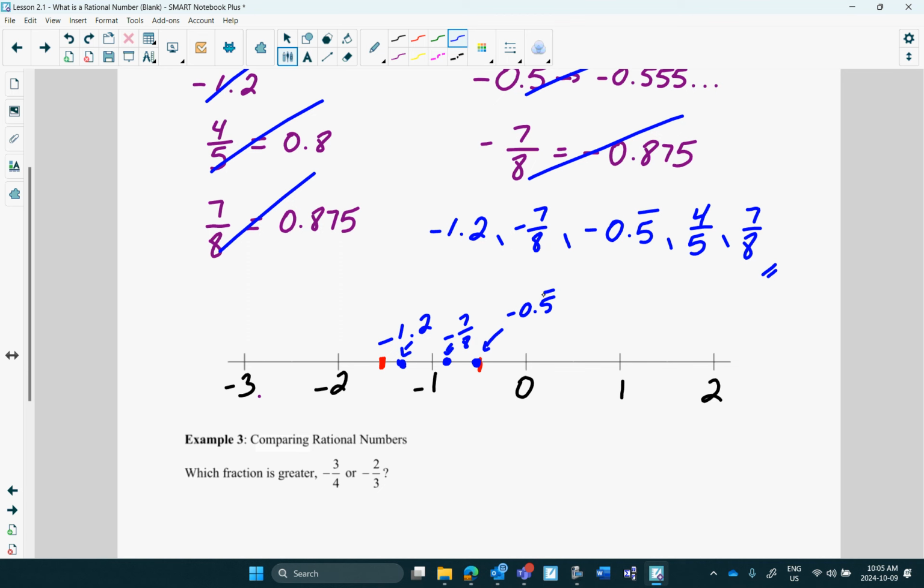Okay, we've taken care of the negatives. Positives you should be familiar with. So our next one is 4/5, which is 0.8. Where would it go? Sarah? Somewhere around there.